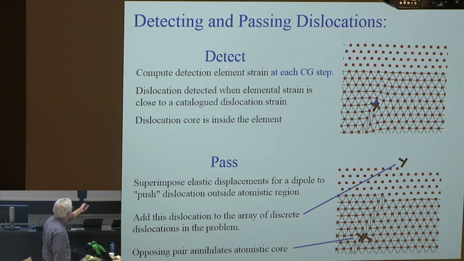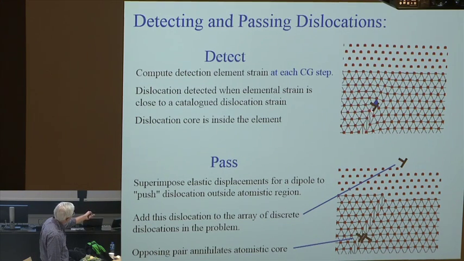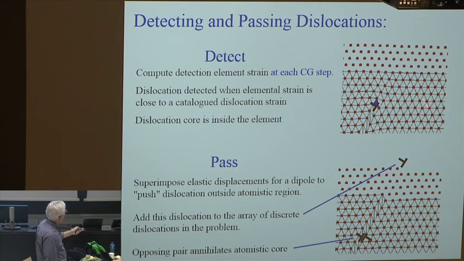So that's what's happening when we detect. A dislocation is coming along here, it's been shearing the crystal, and it gets to this point, and our blue element is being sheared, and we say, it's sheared, there's a dislocation. And we stop, and now we do something we call a passing algorithm.